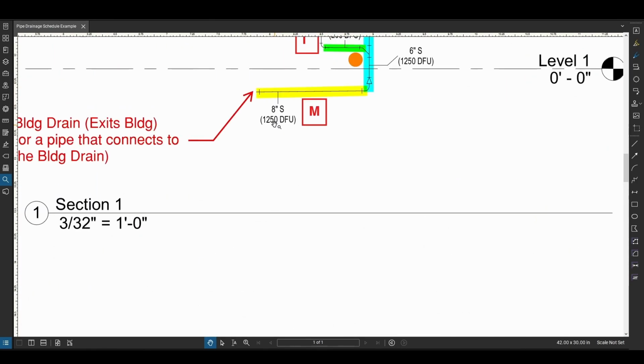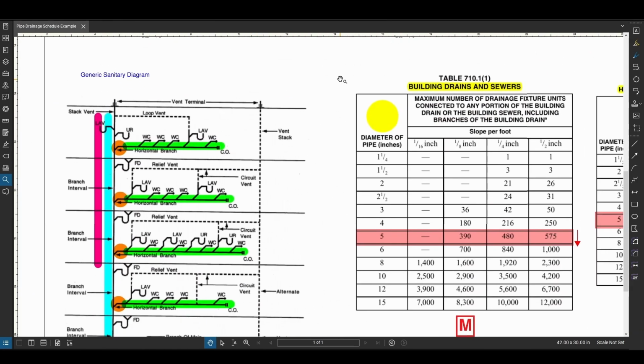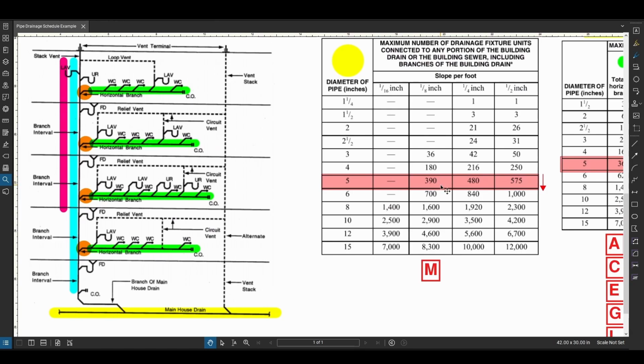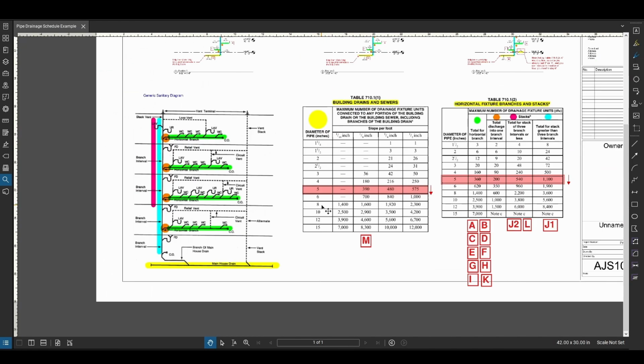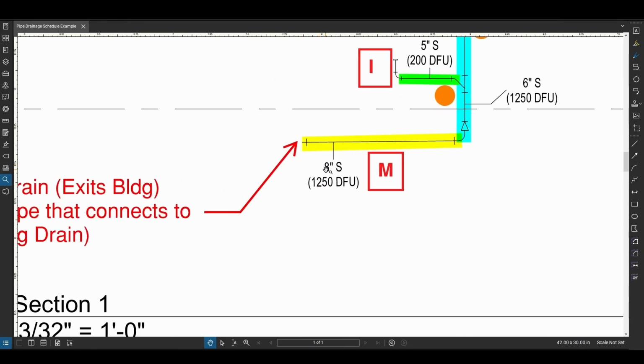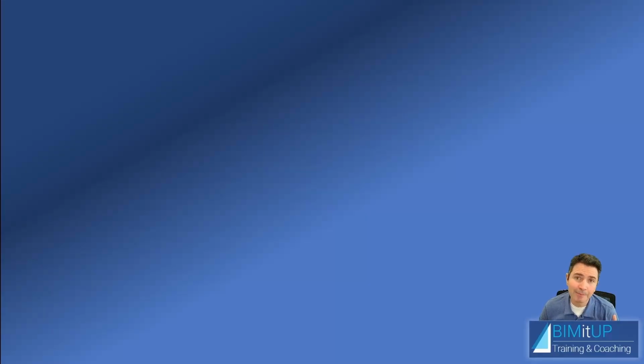So in this case, we have 1250 drain fixture units. So 1250 drain fixture units at 1/8 of an inch per foot will require an 8-inch, right? So that's why we're sizing this as an 8-inch. Now think about it, it makes sense.